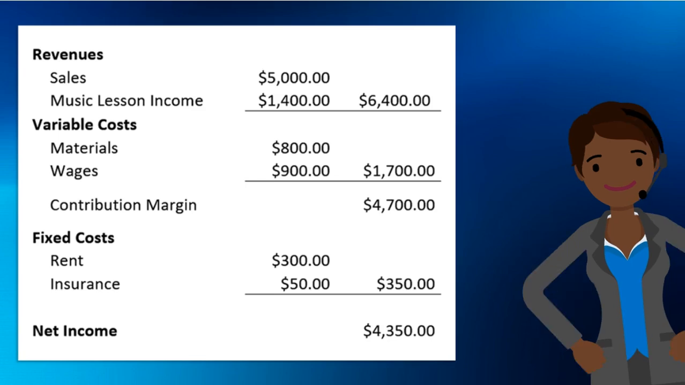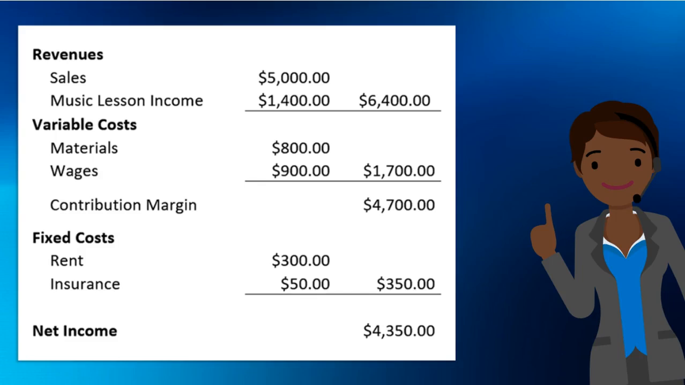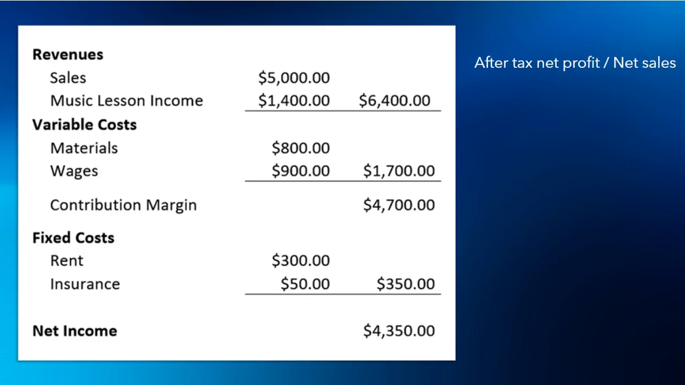To do this, you will look at his net profit margin ratio. This ratio tells you how much net income he generates as a percentage of revenue. The formula is after-tax net profit divided by net sales. But to get these numbers, you need to do a little calculating. We take the total revenue of $6,400 and deduct variable costs of $1,700 as well as fixed costs of $350 to arrive at a net income of $4,350 for this period.